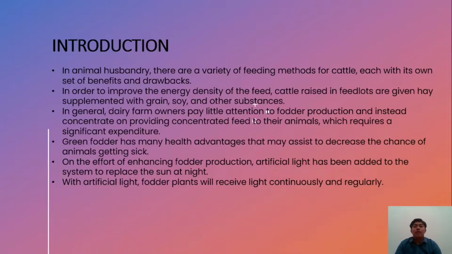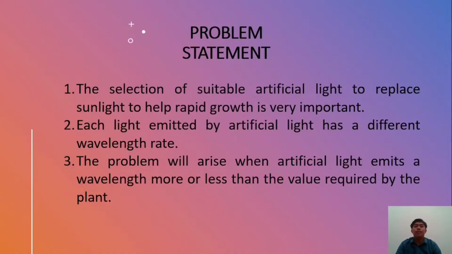Green fodder has many health advantages that may assist to decrease the chance of animals getting sick. In an effort to enhance fodder production, artificial light has been added to the system to replace the sun at night. With artificial light, fodder plants will receive light continuously and regularly.